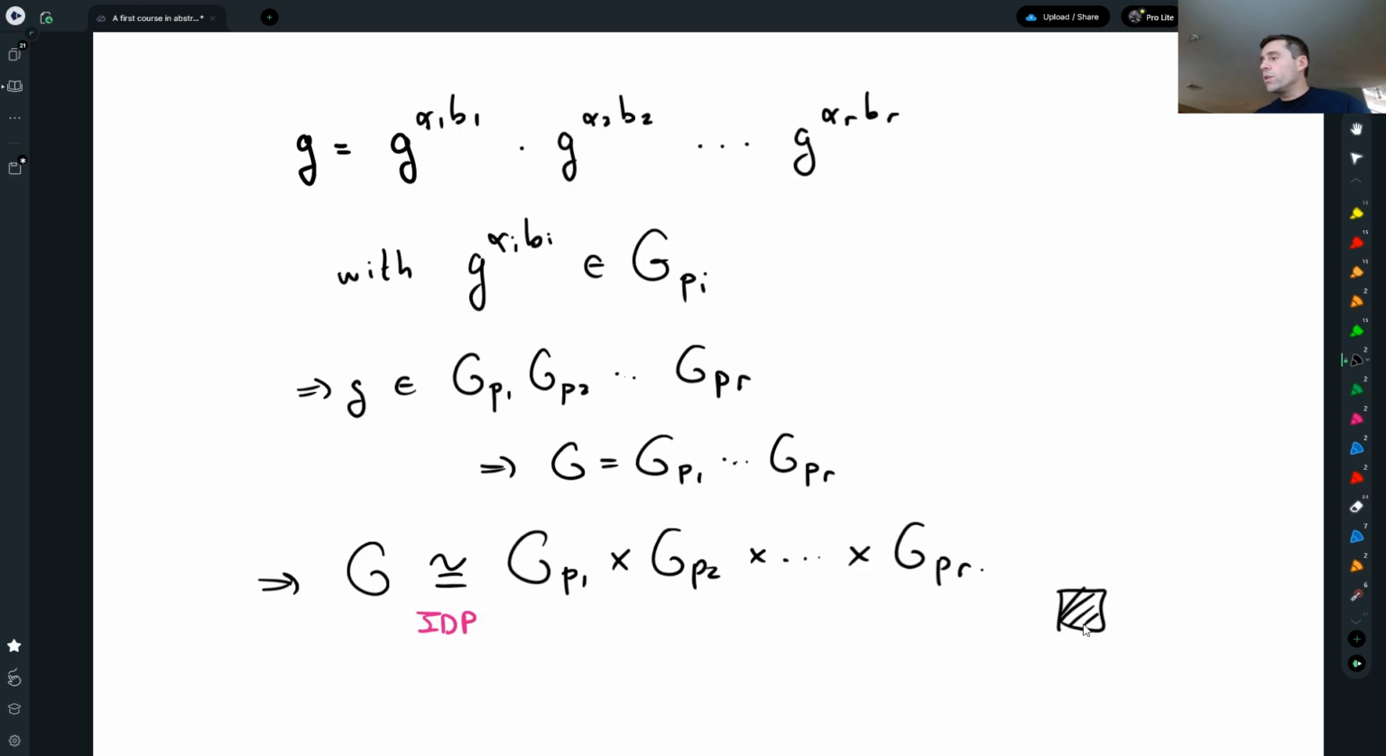Okay, so we are done here, and now what we're going to do in the next video is to show that each one of these p-primary components satisfies the fundamental theorem of finite abelian groups, and therefore all of G will satisfy the theorem, and that will give us the big theorem. Okay, so we'll do that next.